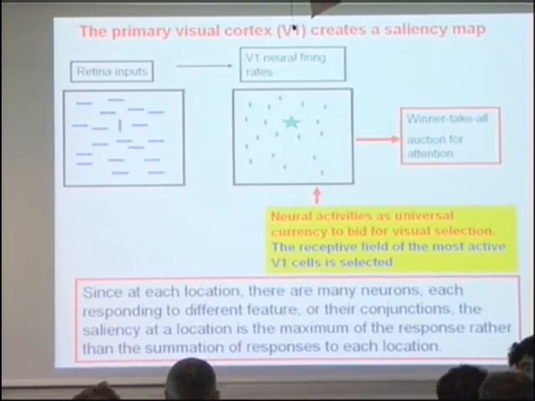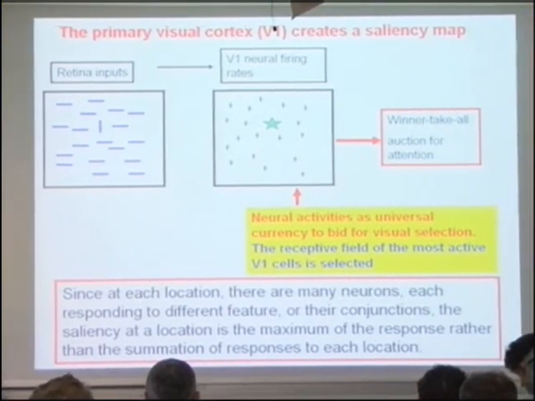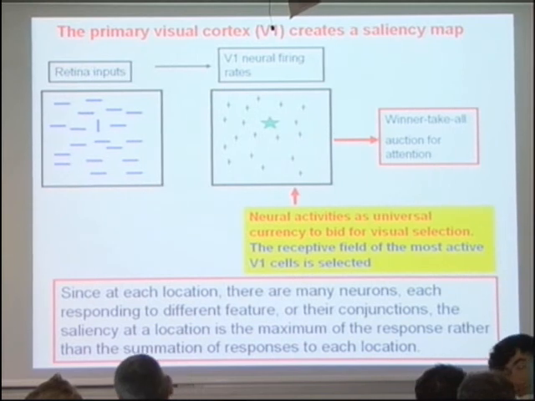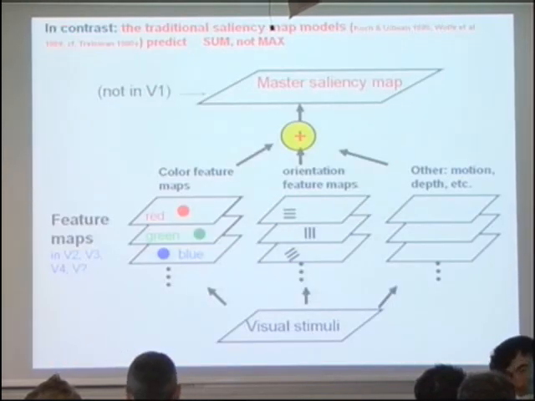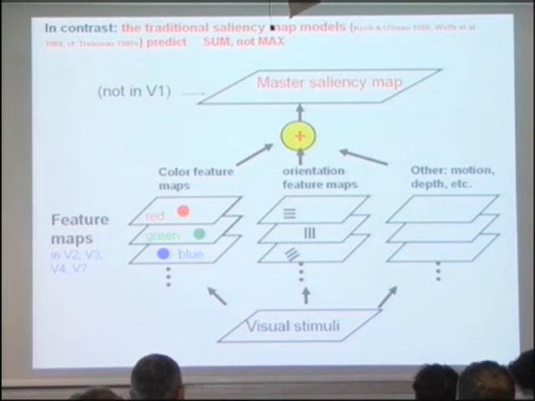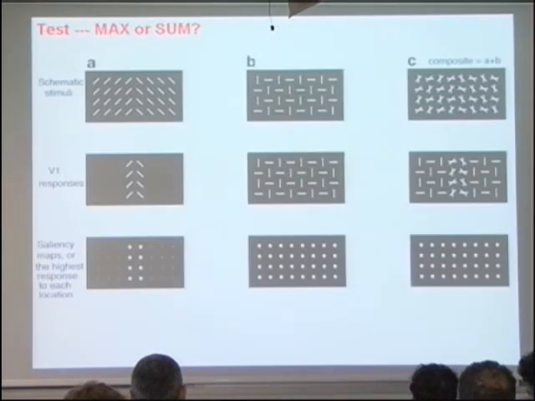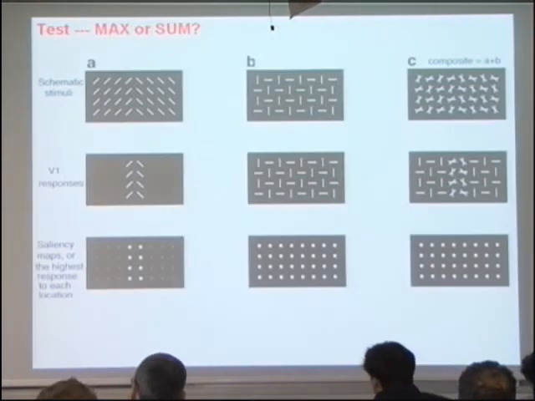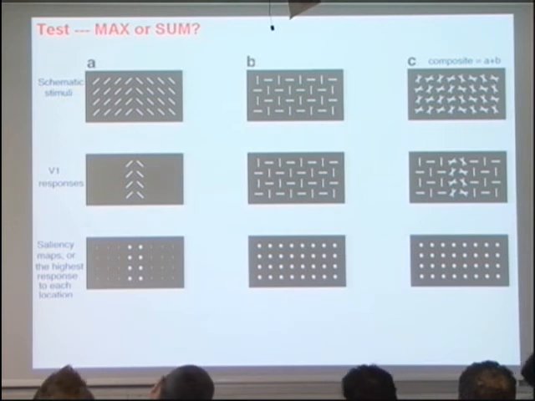So the V1 framework is the highest bidder. That's a very simple but fast computation, highest bidder. But the traditional framework is a summation of all the feature maps added together. Therefore, at each spatial location, the response is the summation of features in all feature maps. And so you ask, is it really a maximum or a sum? Do you take the max over all features or just sum? V1 says max, the traditional framework says sum.